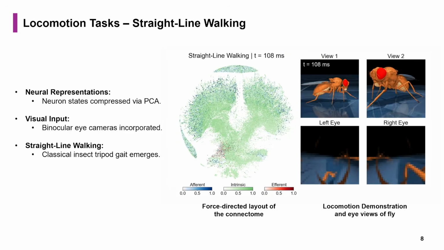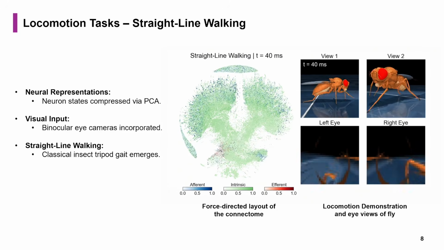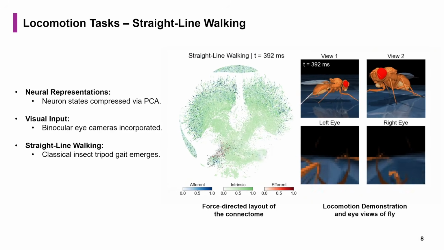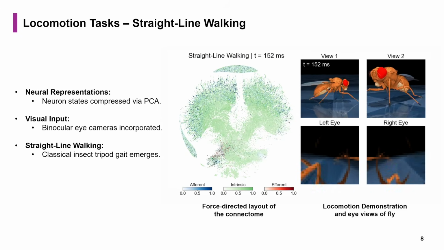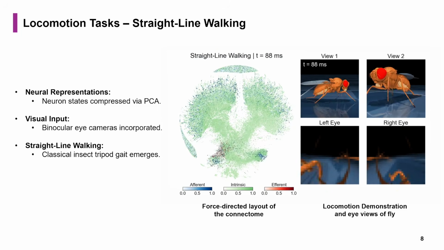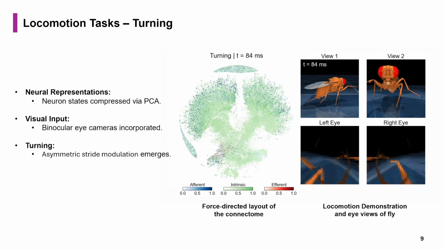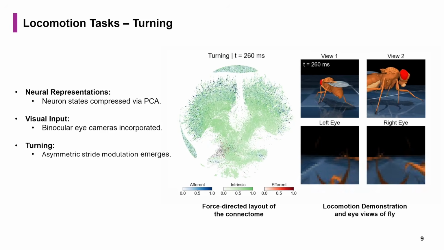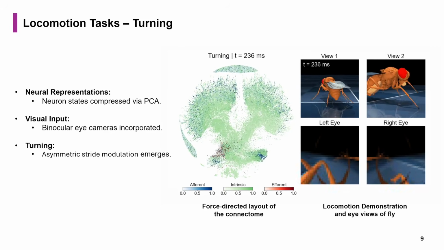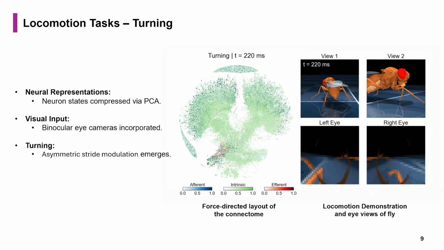Next, straight-line walking at 3 centimeters per second. What's really interesting here is that the model spontaneously develops the classical insect tripod gait. The left front and hind legs move in sync with the right middle leg, and vice versa. This coordination pattern emerges entirely from the trained network dynamics. For the turning task, the fly executes a sharp leftward turn at 10 radians per second. You can see asymmetric stride modulation. The inner legs shorten their steps while the outer legs stretch out.